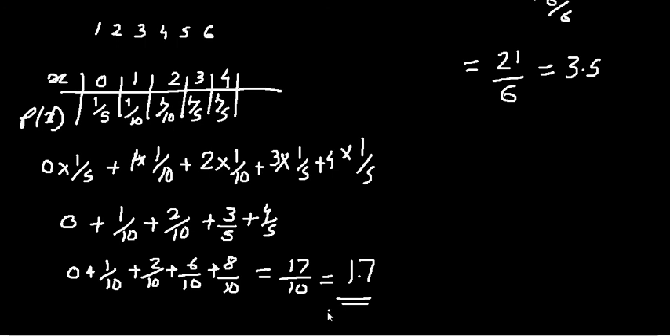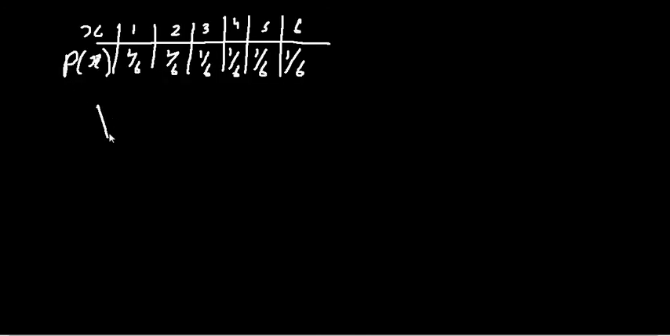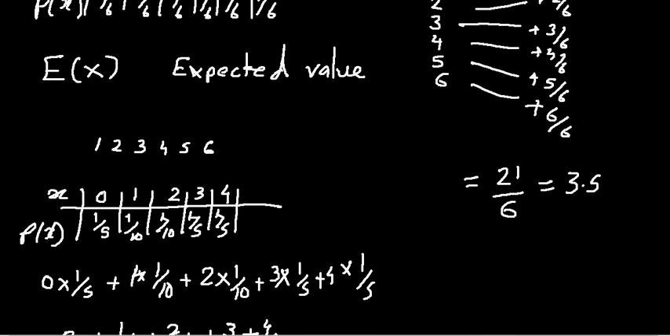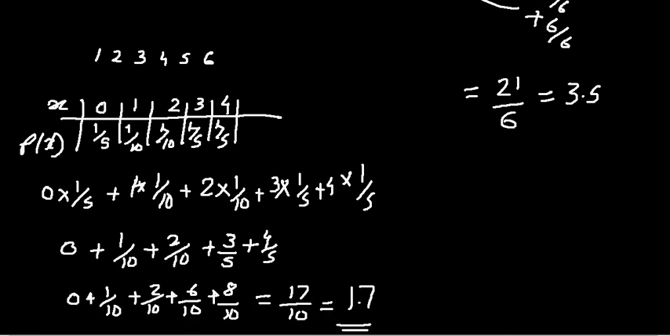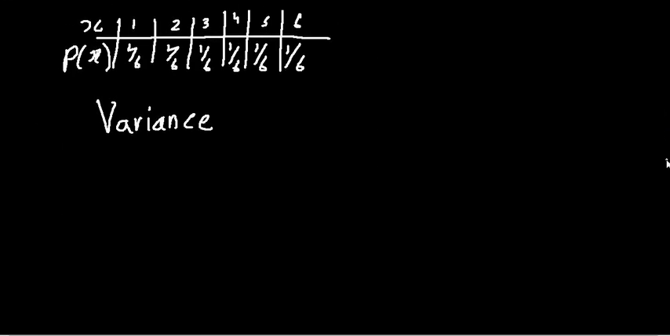Alright, the next thing we're going to learn is how you find the variance of a probability distribution. We've learned how to figure out the expected value of a probability distribution. Now we are going to learn how to find the variance of a probability distribution. Now the formula for that is this.